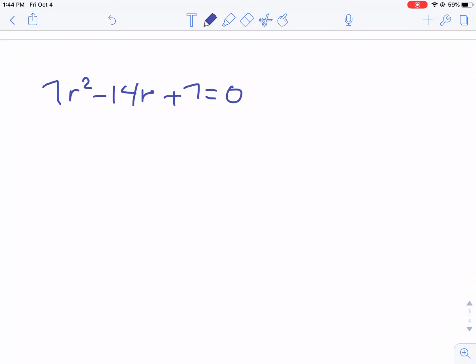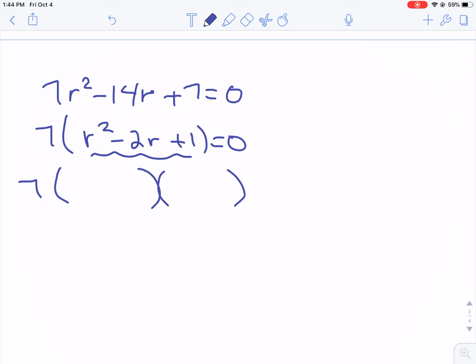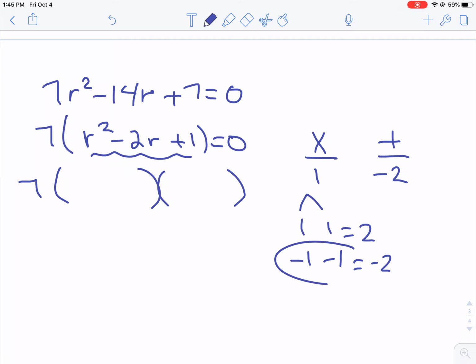Well, I should notice right now that all of these have a GCF of 7. So I pull a GCF out, so I get r squared minus 2r plus 1 equals 0. So inside, I can factor this by guess and check. I want two numbers that multiply to 1 but add to negative 2, so it's obviously 1 and 1, or negative 1 and negative 1. Well, that makes 2, and that makes negative 2, so it's these two.